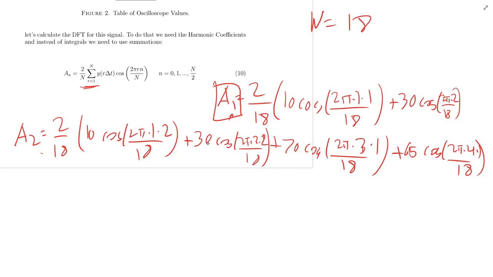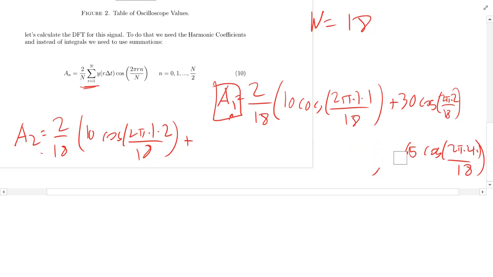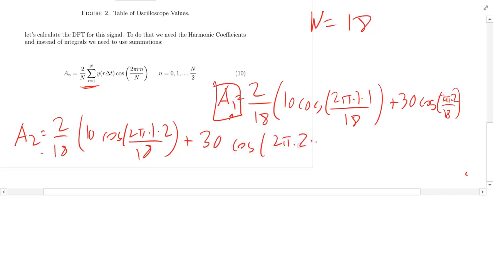I'm going to clean this up just a little bit. Let me rewrite that one just a second. So plus 30 times cosine of 2 pi times 2 times 2, because R is 2, N is 2, over 18, and so on. How many harmonics do we have? You have to calculate 9 harmonics in this scenario. So that is a difficult situation to deal with.